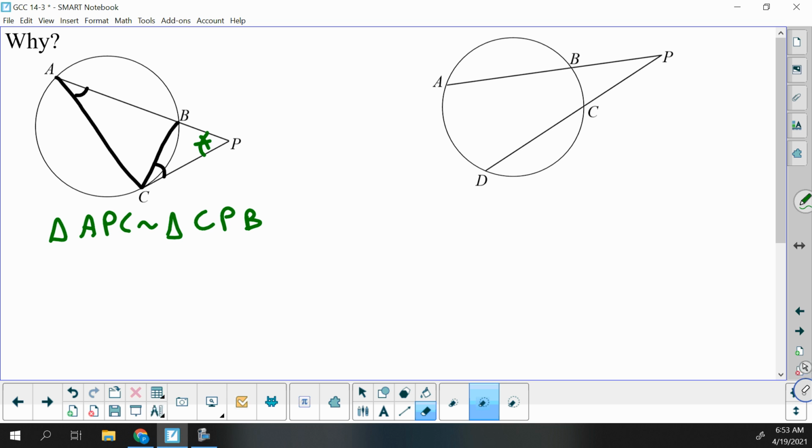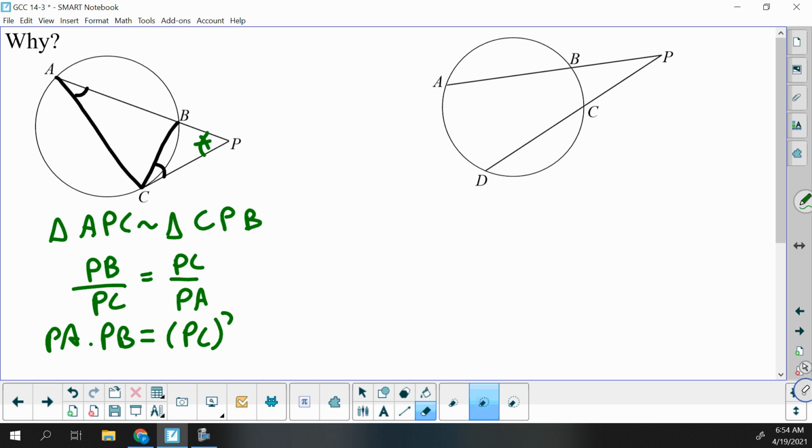Well, if triangles are similar, their sides are proportional. So that means that PB over PC should be equal to PC over PA. And if you cross multiply that, we would get PA times PB is equal to PC squared, PC times PC. And notice that matches with what we had above. So that's why our formula works out, because of similar triangles.